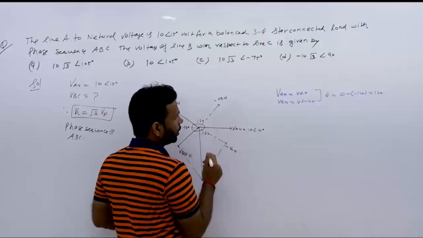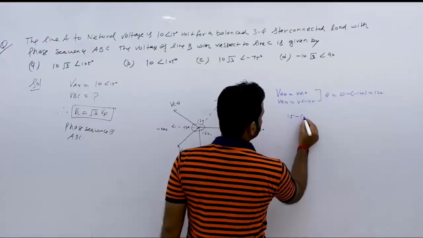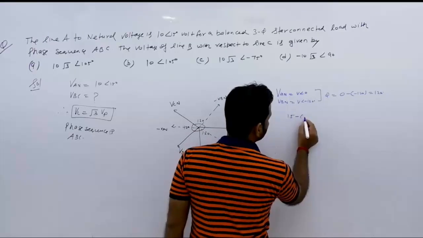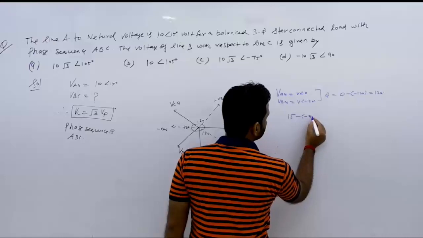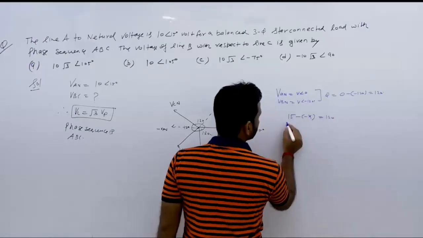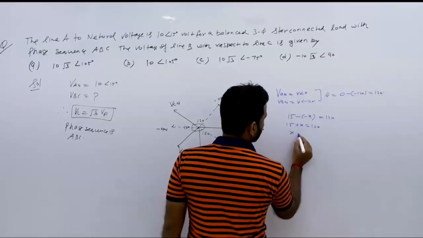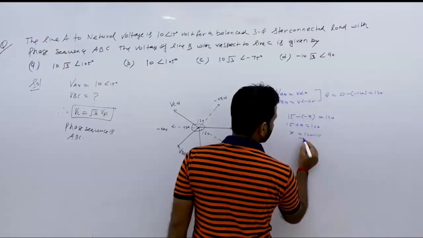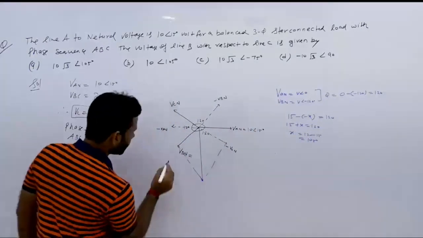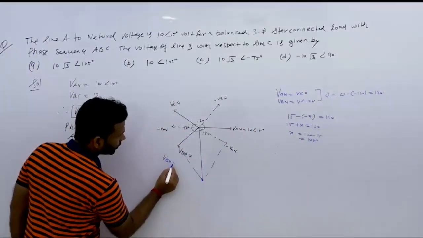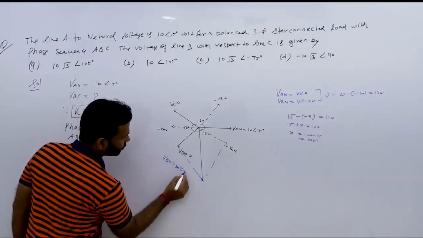Okay, then how we can put? Okay, so 15 minus, it is minus 120. Okay, just wait, it is 15 minus x equals to -120, and it is 15 plus x equals to 120. Then x is 120 minus 15, it is what? It is 105 degree. So VBN is 10 angle minus 105 degree.